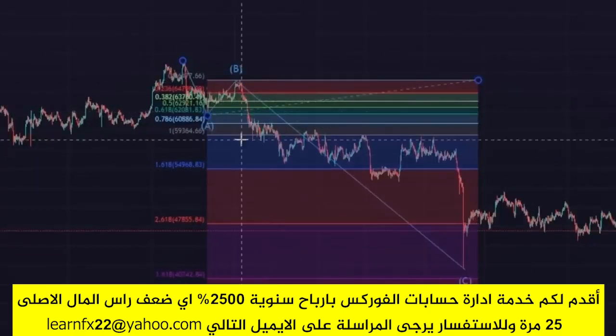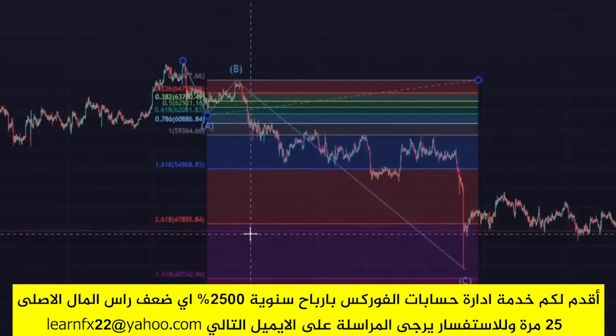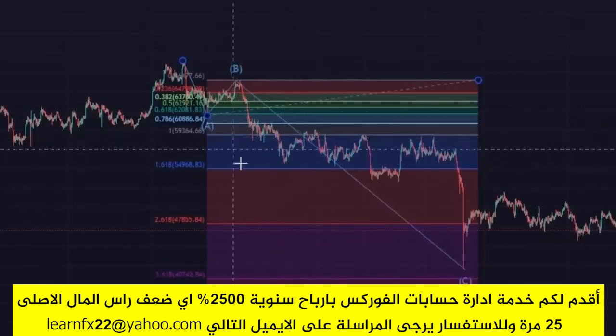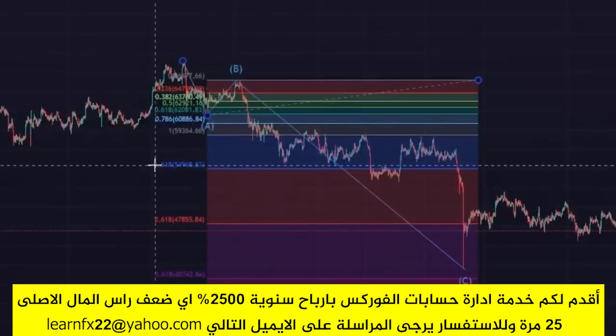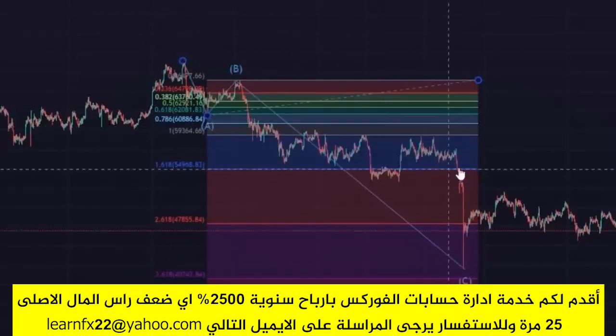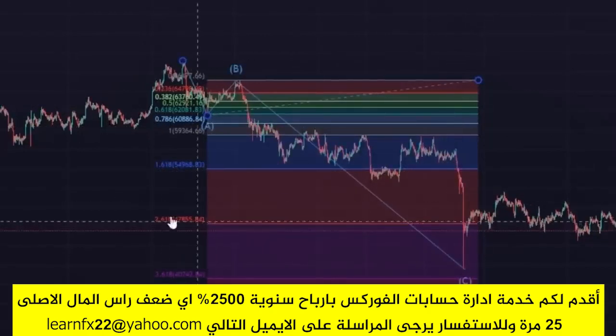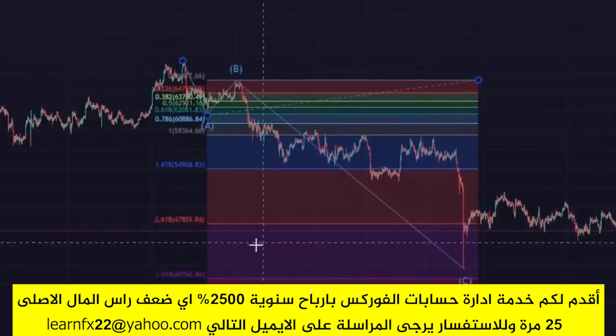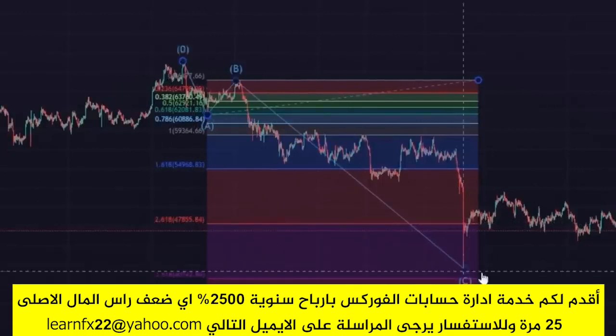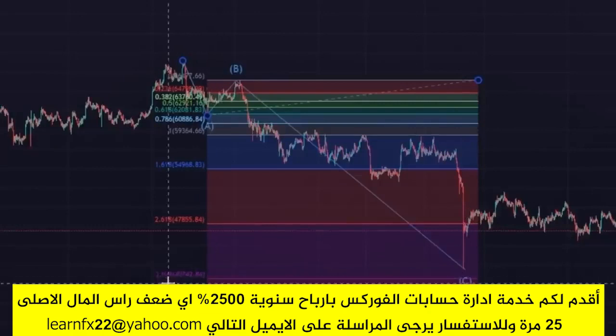Now, this pattern, we'd have several take profits. So obviously we would have had our 1.618, which would have been our take profit 1. Our take profit 2 would be the 2.618, and then our third take profit, which it would have just missed but not far off of, would have been the 3.618.